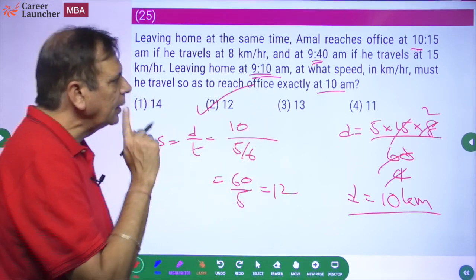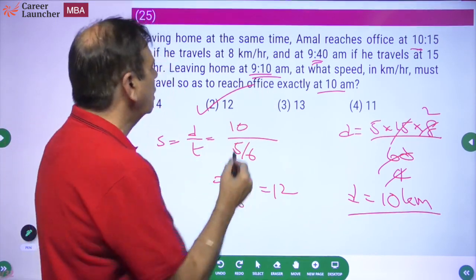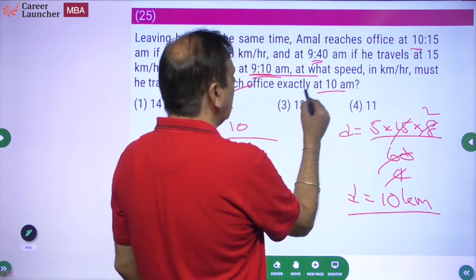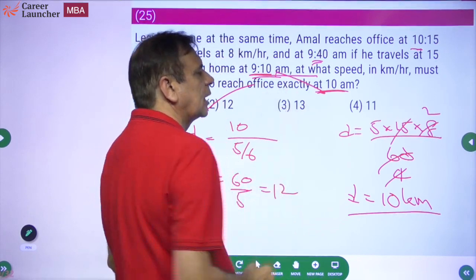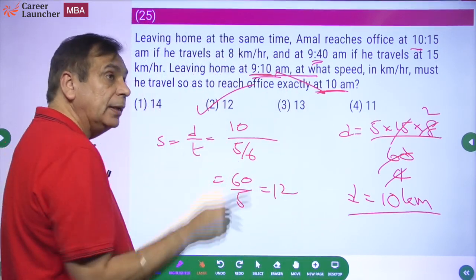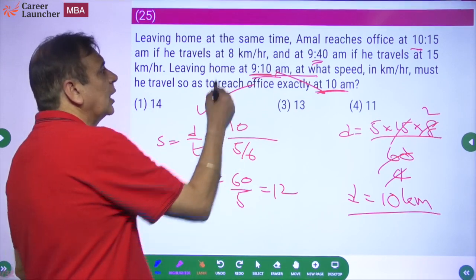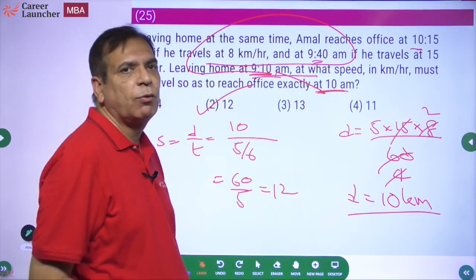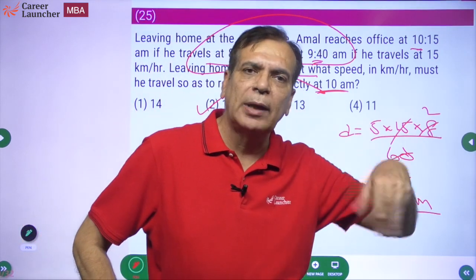Okay. The critical thing again to remember is the question was saying if he leaves at this time and reaches here, that means time of travel is given. We need to find the speed. To find the speed, I need the distance, which is why I straight away went towards finding the distance rather than taking ratio of time and ratio of speeds.